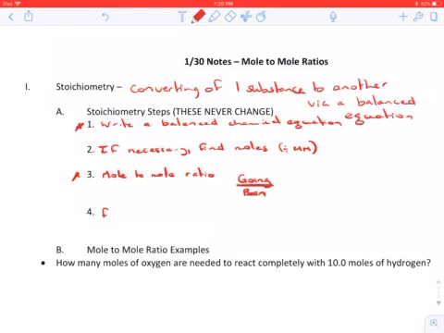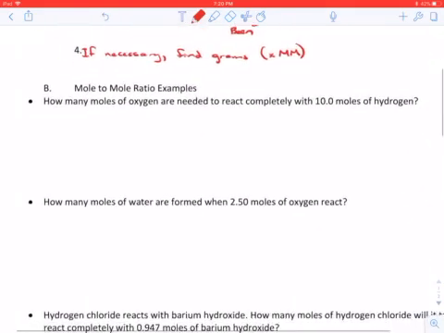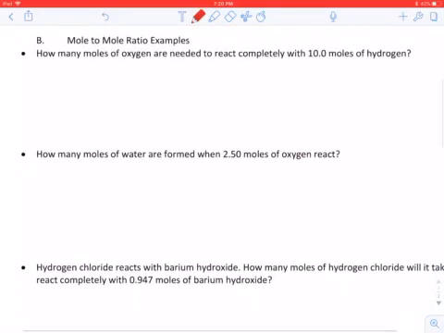Our fourth and final step is also an if necessary step. At this point, we're going to find whatever we're looking for. In this unit, we're going to be finding grams, so we would multiply by the molar mass of that substance. But again, that's not really about today. So let's get right on down to some examples and see if we can't figure this out from there.